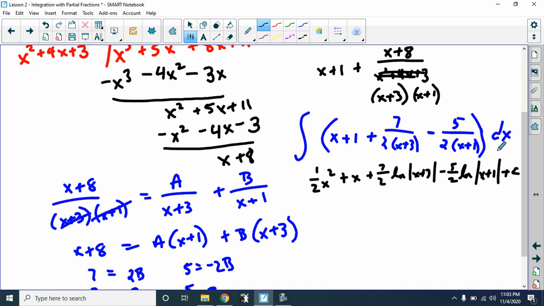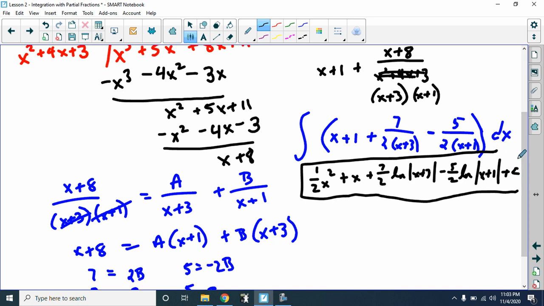And there is our very long, very gross answer. 1/2 x squared plus x plus 7/2 ln of the absolute value of x plus 3 minus 5/2 ln of the absolute value of x plus 1 plus c.